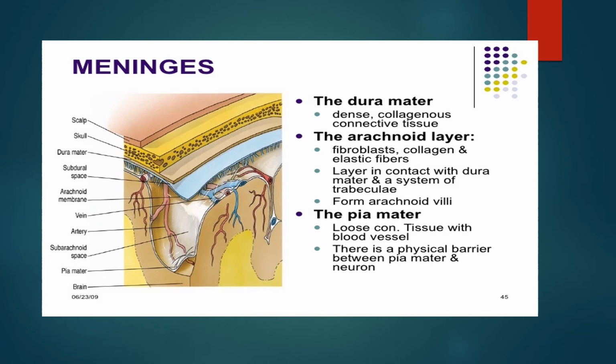Okay, here is the meninges, which includes the scalp. The diagram includes the scalp. Scalp is the portion which is outside. Then here the skull bone. There is the dura mater, subdural space.